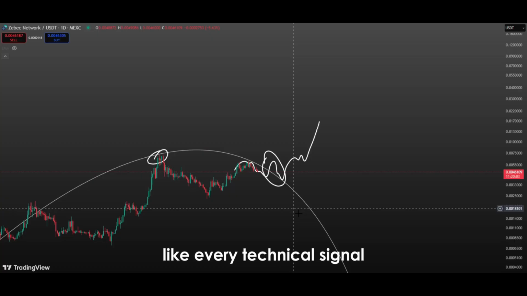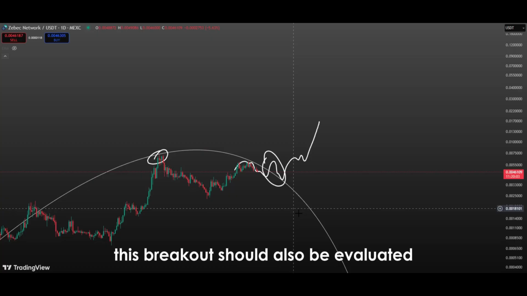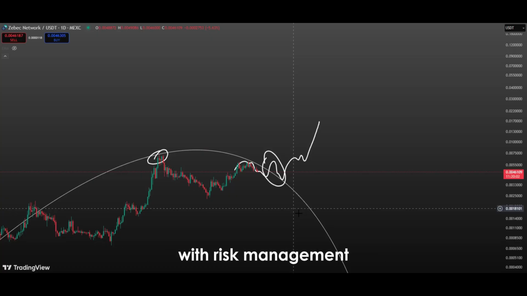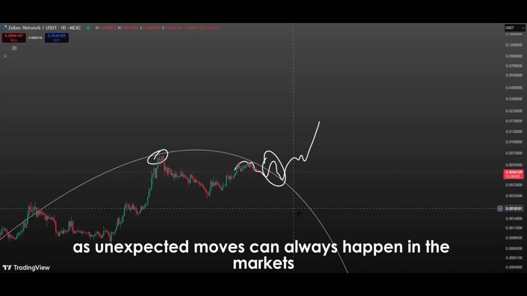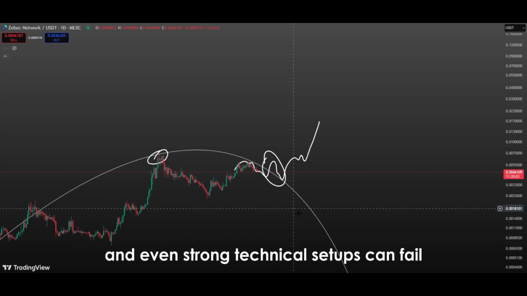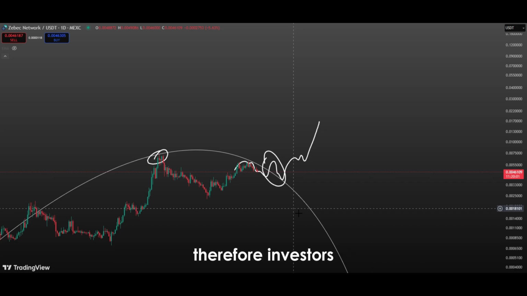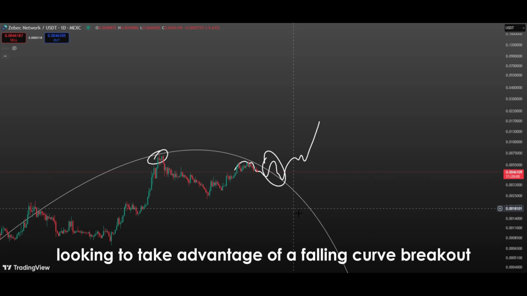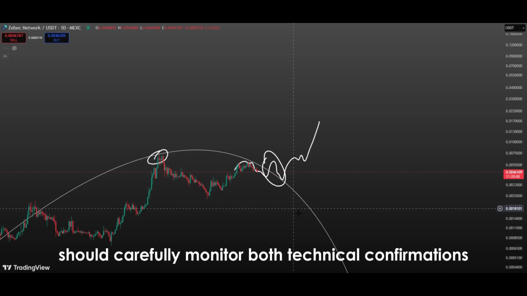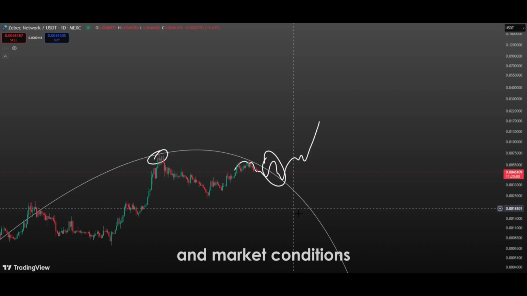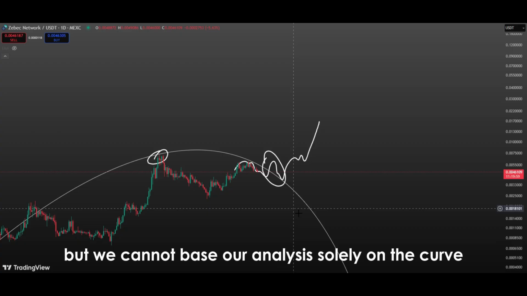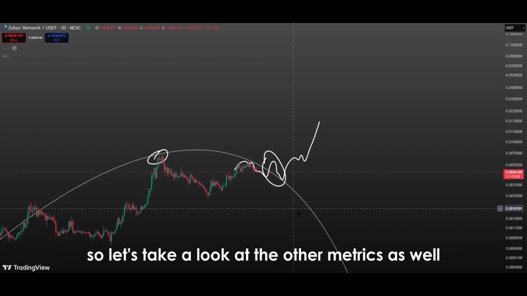However, like every technical signal, this breakout should also be evaluated with risk management, as unexpected moves can always happen in the markets and even strong technical setups can fail. Therefore, investors looking to take advantage of a falling curve breakout should carefully monitor both technical confirmations and market conditions. But we cannot base our analysis solely on the curve, so let's take a look at the other metrics as well.